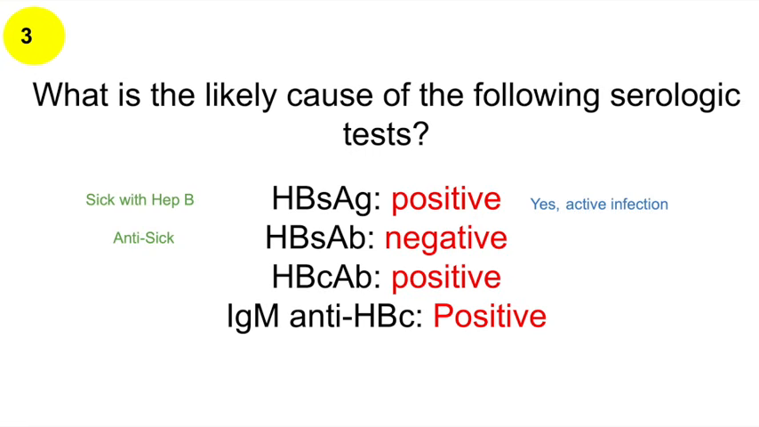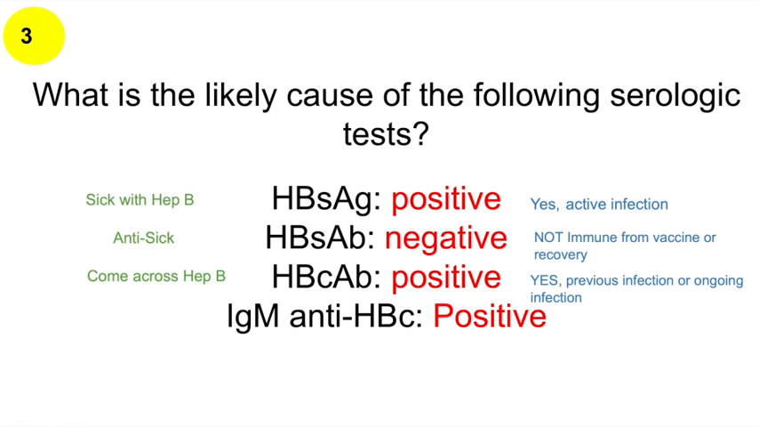The hepatitis B core antibody is positive. Remember that this core antibody means that the patient has come across Hep B before. So yes, this patient has had a previous infection or an ongoing infection. Also, very important, the IgM anti-HBC is also positive. And this means that the patient has an acute ongoing infection.